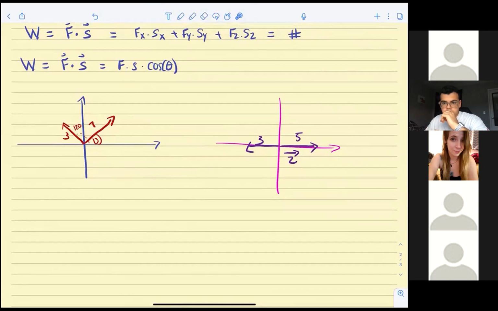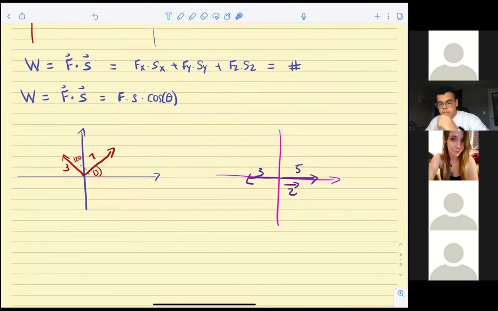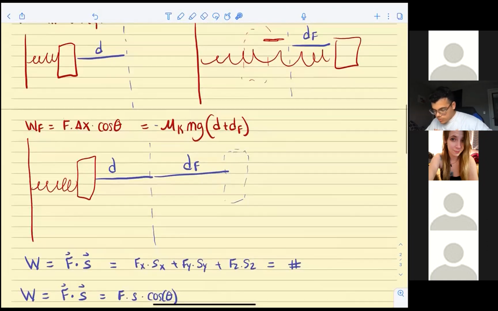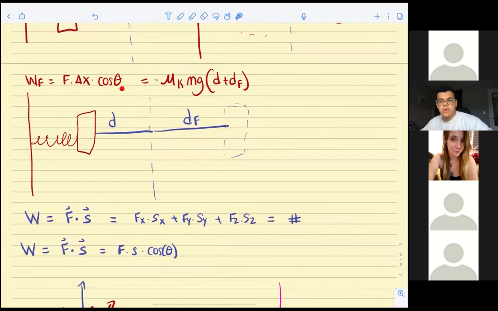So that's why it's just the nu k mg and then d plus df, and there's nothing after that. We just dropped the cosine. Right, and technically we didn't drop the cosine. The cosine exists, but remember it's cosine of 180, which is just -1. And if they were in the same direction, it would be cosine of 0, which is 1. So sometimes we're just dropping this cosine, but it just means that it's 1 or -1.